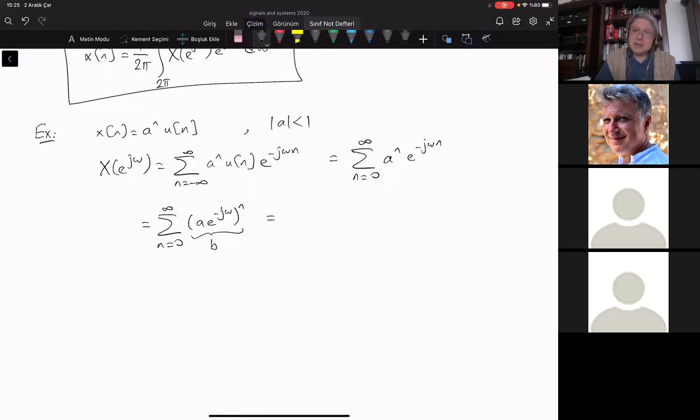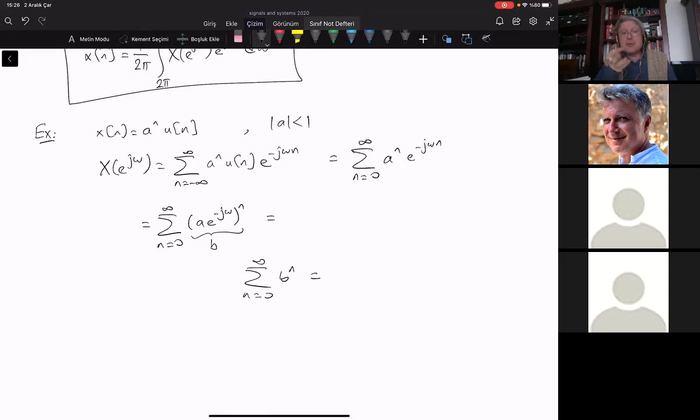What is summation n from 0 to infinity b to the n? You can tell me the answer. Don't you know what this is? I'm sure you know it. Well, why did you say that? No, it can't be 1.